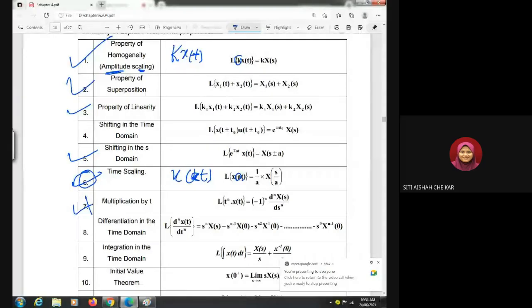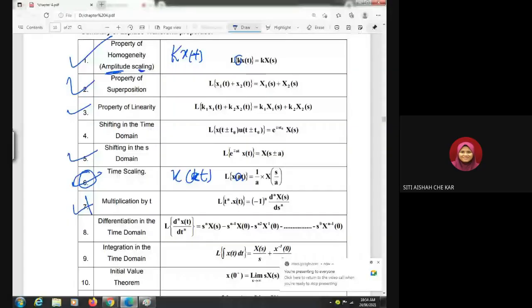Multiplication by t. Okay, so you can see here the multiplication by t. Whenever you have a t multiplication, meaning any equation where you multiply your x(t) by t to the power of n, automatically it will produce this Laplace transform. Your Laplace transform will involve a differential equation. Okay, we will look at certain examples.